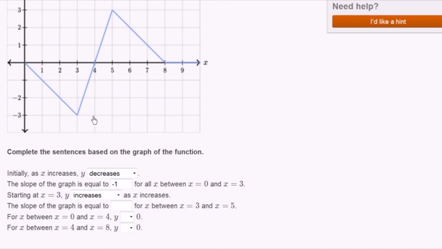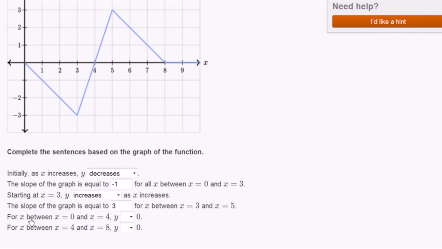So when x increases by 1, y is increasing by 3. So change in y is 3, change in x is 1. Slope is change in y over change in x, which is 3 over 1. So the slope here is 3. Every time x increases by 1, y increases by 3.